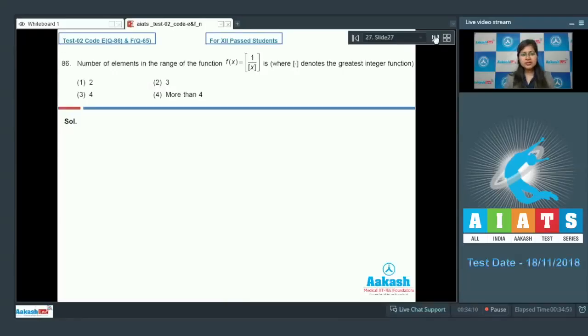Next is question number 86, which says: the number of elements in the range of the function f(x) equal to 1 upon [x] (the greatest integer function of x) is. Now, to find the number of elements in the range, we have to break the function at x equal to -1, 0 and 1. Firstly, we have to define where the function is defined. It will not be defined when the denominator is 0.